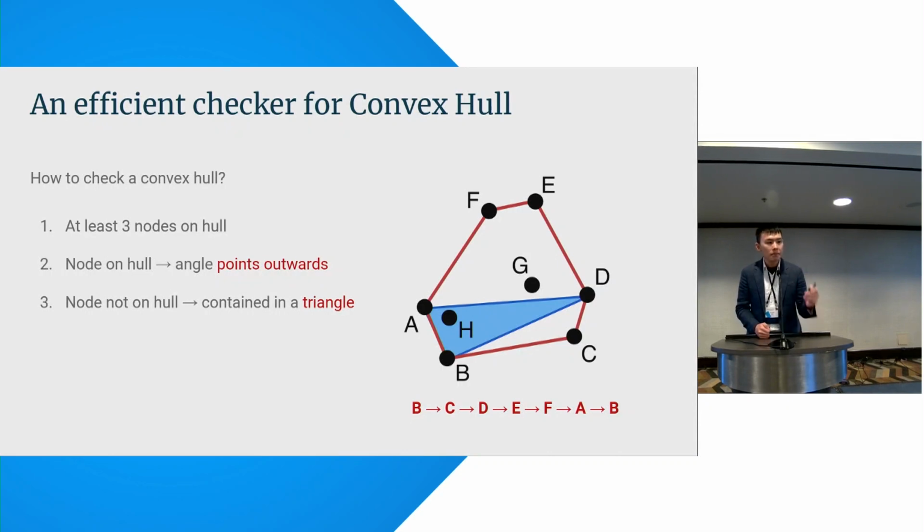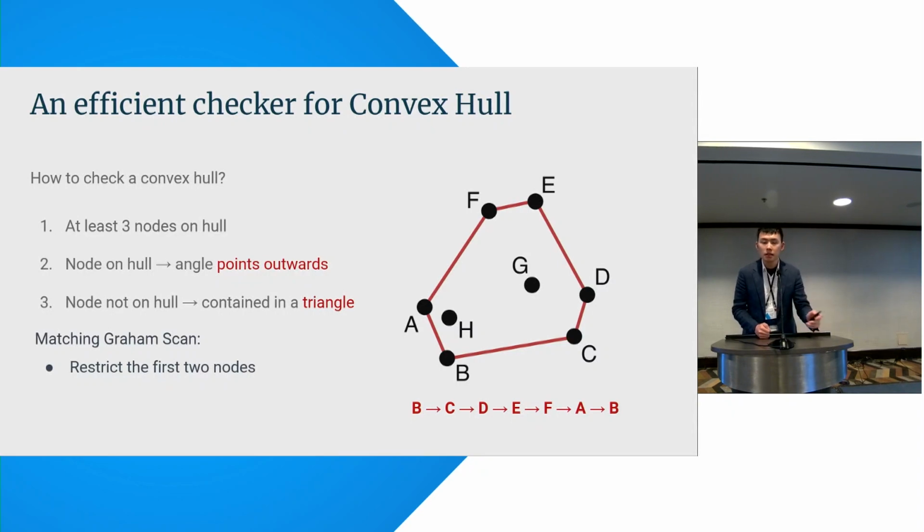And finally, this Convex Hull might be described in a lot of ways. But we want the checker to only accept the exact description produced by Graham scan. In this case, this means that the Convex Hull should start with node B and then go in the counterclockwise direction. Well, the simple fix for this is that we restrict the checker so that the only output it accepts should have the first 2 nodes match the correct output of Graham scan.